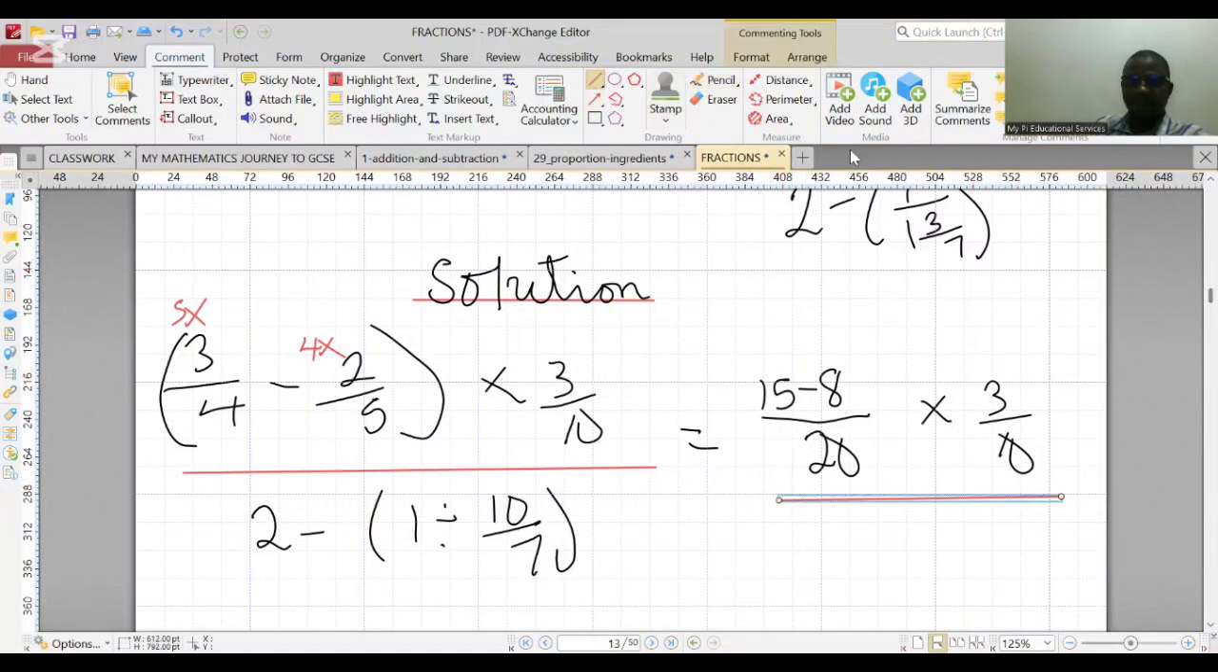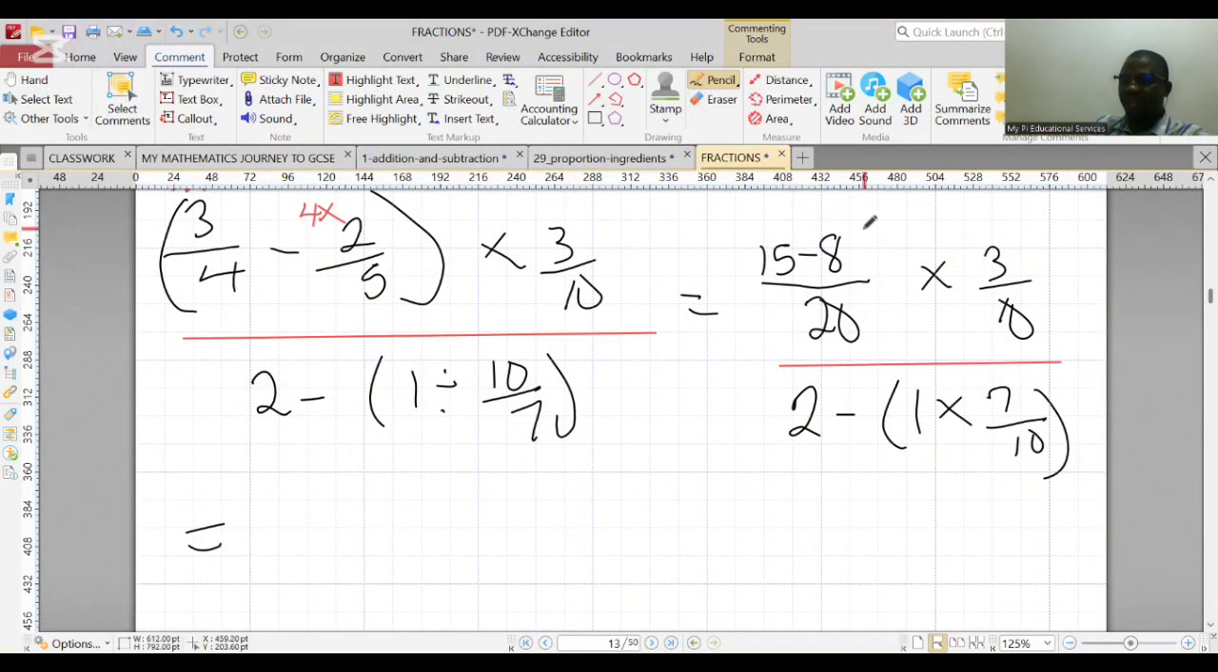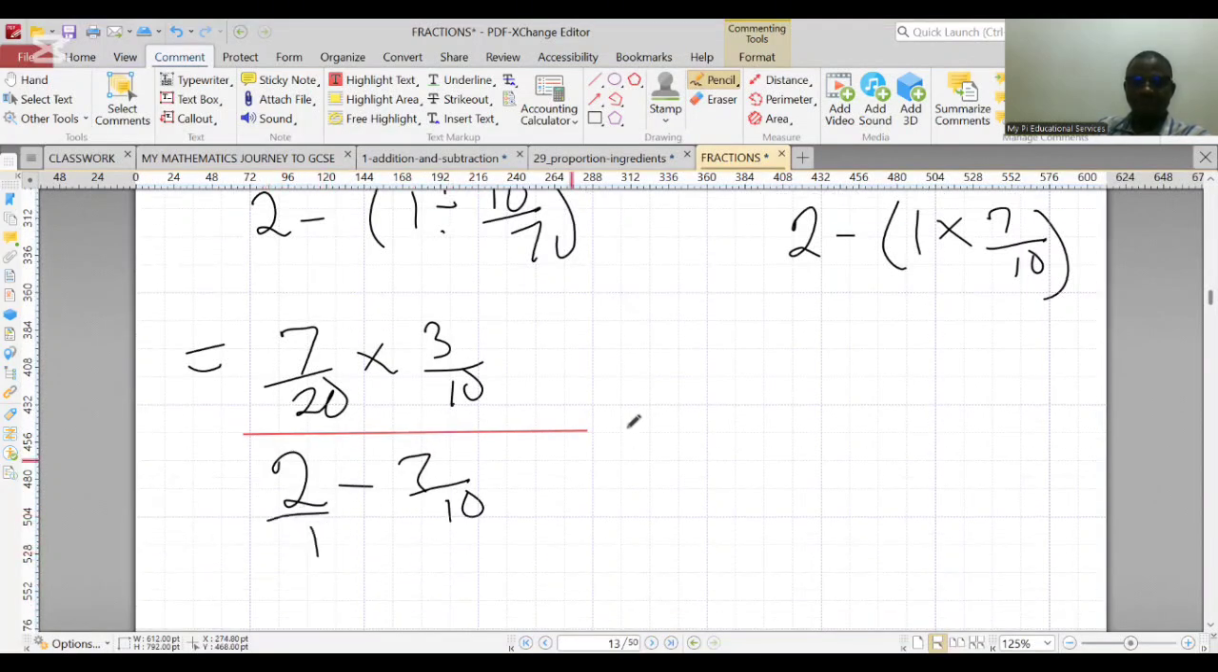So divided by 2 minus, so you change this division to multiplication, then you flip the next fraction. So that will give you 7 out of 10. So 15 take away 8 will give you 7 out of 20 multiplied by 3 out of 10. So 3 out of 10 divided by 2 minus 7 out of 10. So let me change this to out of 1.